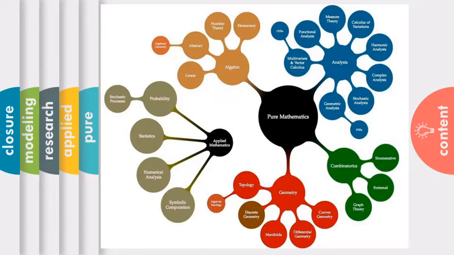Similarly, in algebra, we will go into the depth. So we will study linear algebra, then abstract algebra, then number theory, then elementary. Similarly, analysis, we will go into the depth, combinatorics, and so on and so forth. Then after completing this pure mathematics part, we will move to the applied mathematics part, in which we will learn about probability, statistics, number theory, numerical analysis, symbolic computation, and all these.